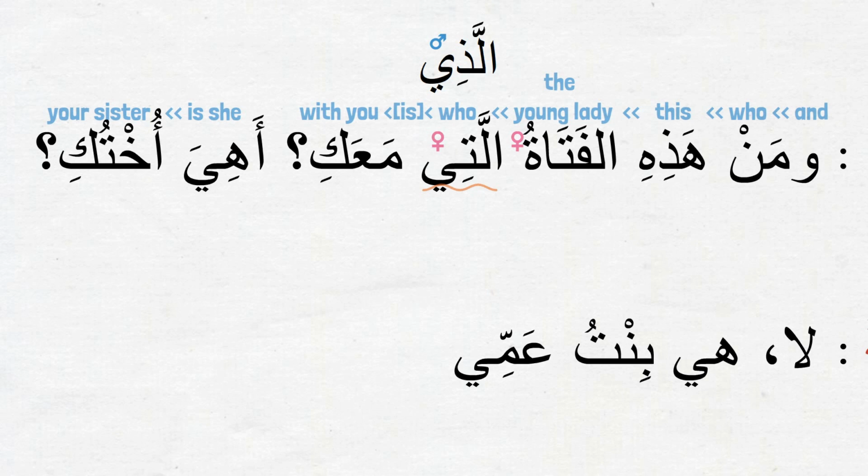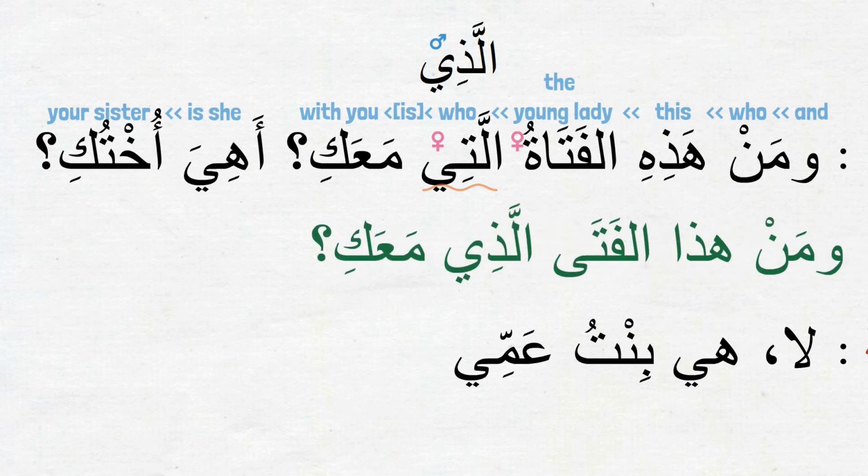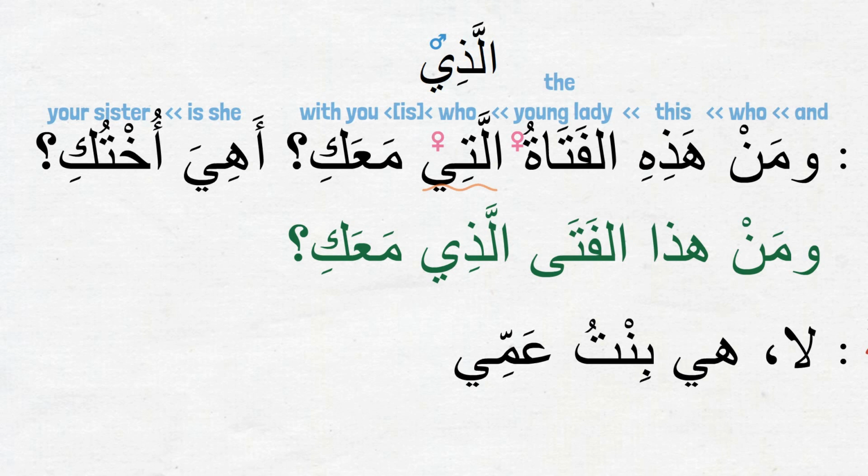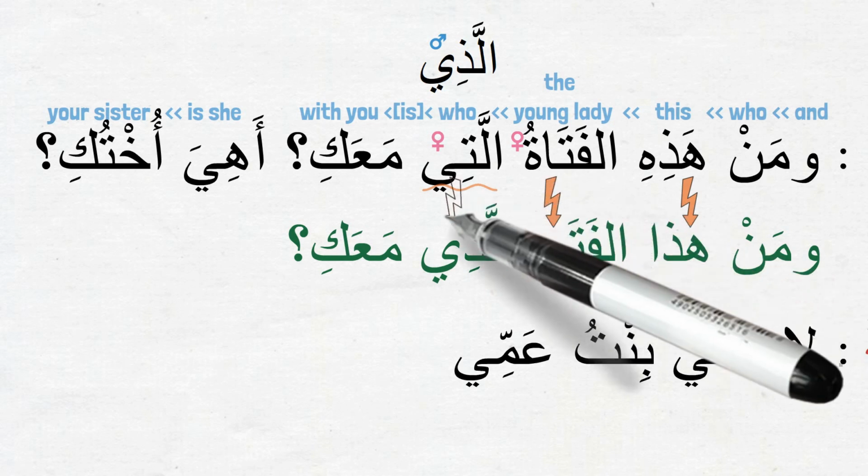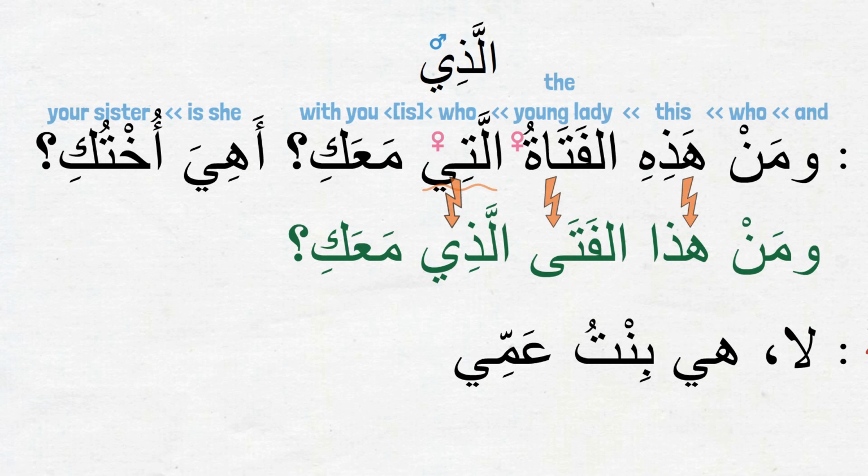If we want to ask the same question about al-fata instead of al-fatatu, what would be our question? How do we ask, who is this young man who is with you? It should be وَمَنْ هَذَا الْفَتَى الَّذِي مَعَكِ. So three things changed here if you noticed. هذه became هذا, الفتاة became الفتى, and التي changed to الذي. Inshallah, we have many more examples coming up for allati and alladhi for us to practice later in the exercises of the lesson.